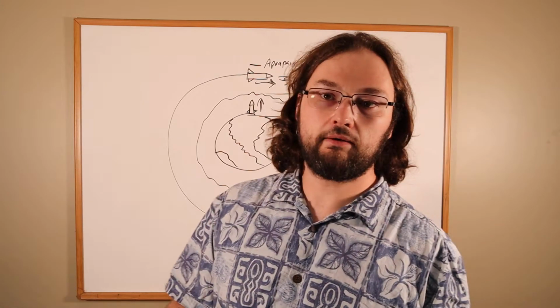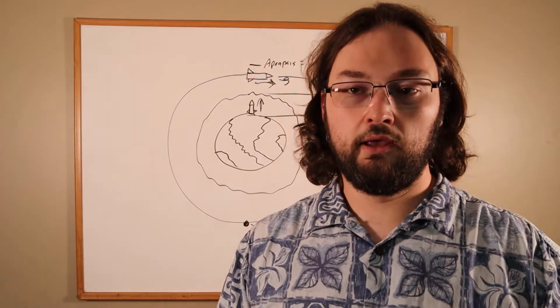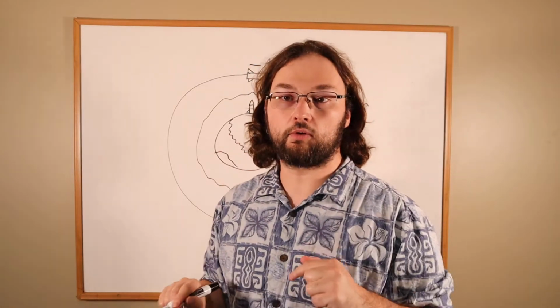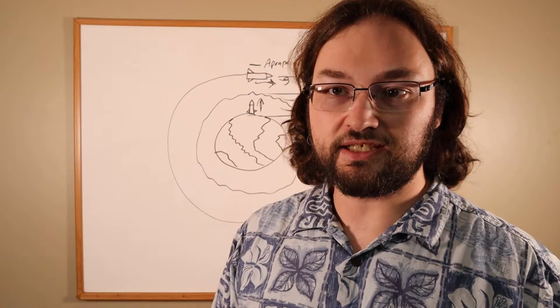And if we did everything right in the process, our apoapsis should have stayed about 150 kilometers. And when both the highest and lowest point that we're going to be at in our orbit are about the same, then we're in a circular orbit, and we've succeeded.